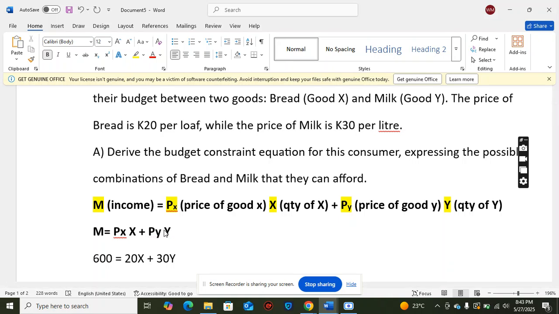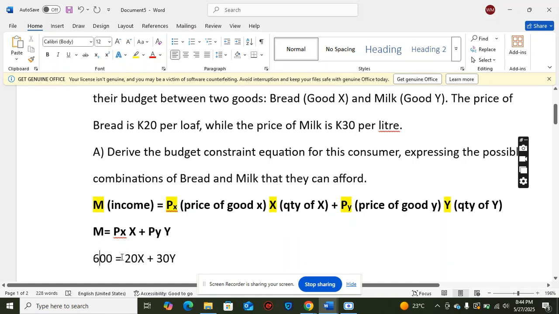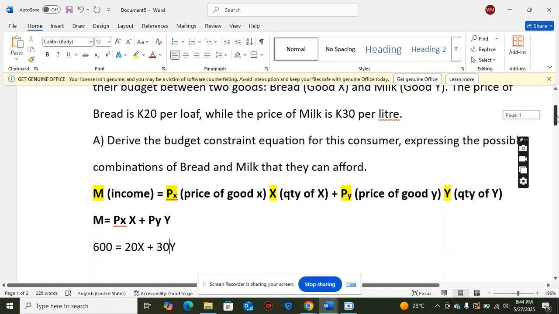You don't even have to memorize this, because in real life, when you're deciding to buy two goods, you have to know the prices of each of the goods, and you have to know the budget that you have that day. You can't go over your budget. So this is how the equation is presented. In the question they'll give you the values. The income has been given to us, 600. The price of bread, good X, is 20 kwacha. The price of milk is 30 kwacha. Any questions?